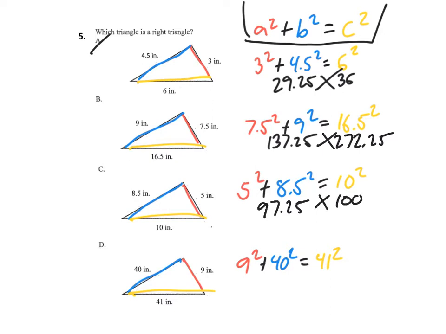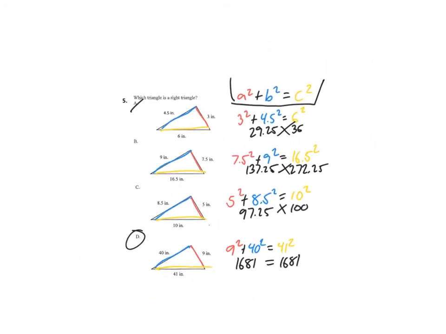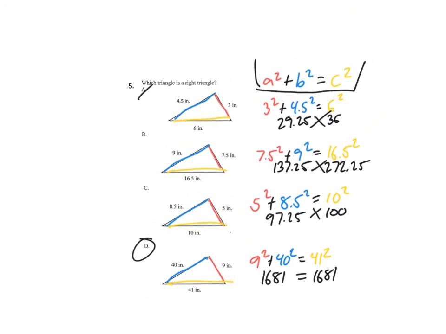So I'm really counting on D to match. So when I plug in D, I get 1681 on the left, and I get 1681 on the right. So those match. My answer is going to be D. If you have questions on this section, please make sure you are coming by to ask.